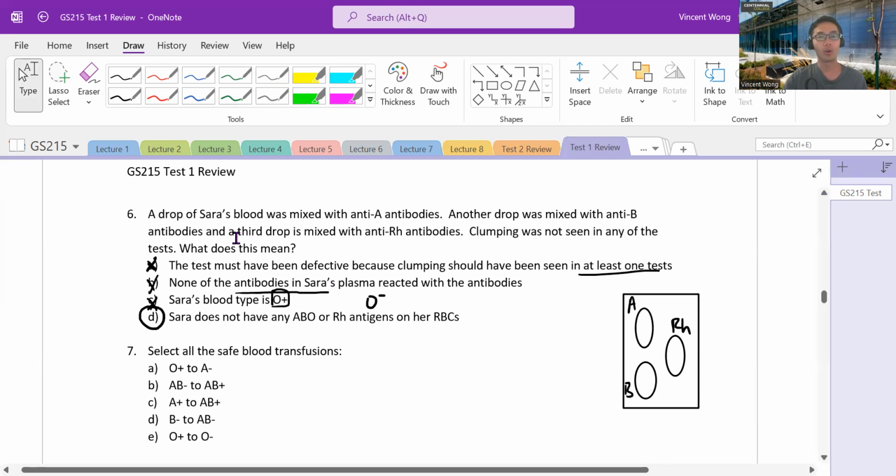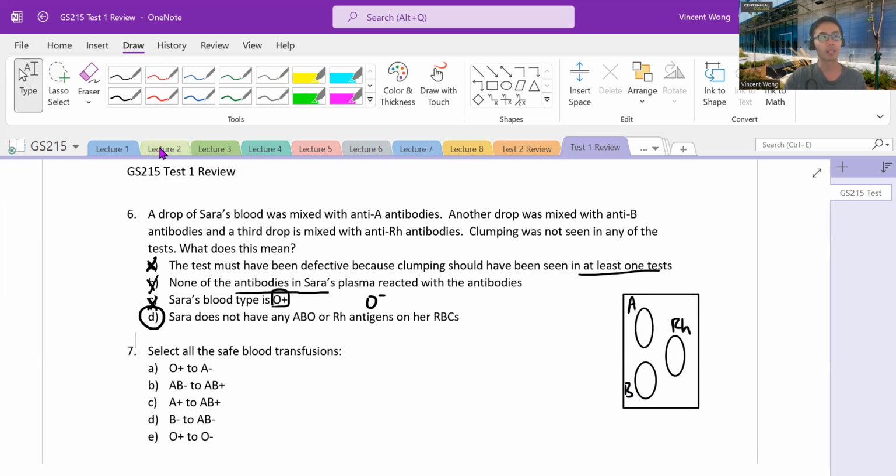Now, don't worry, not all the questions are going to be this complicated. Once more for you. Do you have a specific question, Alex? Do you understand the concept of how the test works?